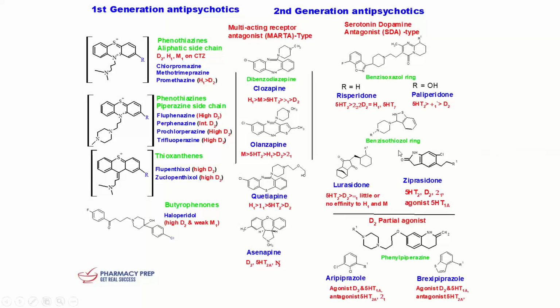And additionally, we have benzisothiazoles, which are slightly different from isoxazoles. There are two drugs in this class: one is lurasidone and the other is ziprasidone. These are very unique drugs because they additionally have a 5-HT1A effect, and they also have very little histaminic and muscarinic activity compared to the other multi-receptor drugs. That is the biggest advantage of lurasidone and ziprasidone.